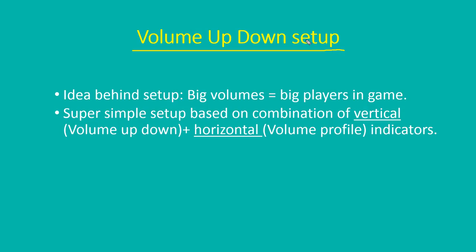volume profile. The idea behind this setup is that when you see big volumes on the volume up-down indicator, it means that big players are in the game. Big players are entering the game. This is probably the simplest setup which I have. It's extremely easy, and it's based on a combination of the vertical volumes, which is the volume up-down indicator, and the horizontal indicator, which is the volume profile. So let me show you what the setup looks like.